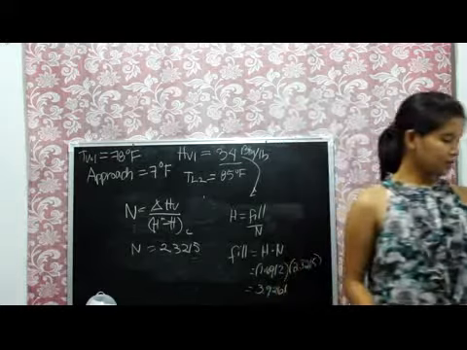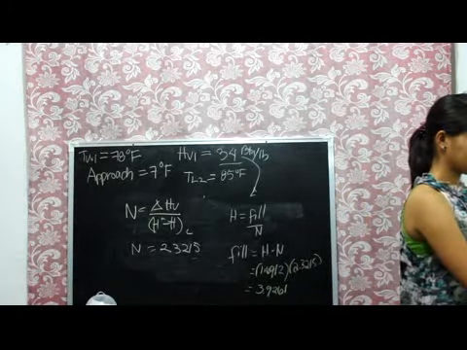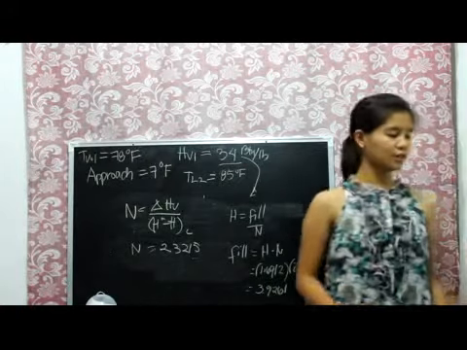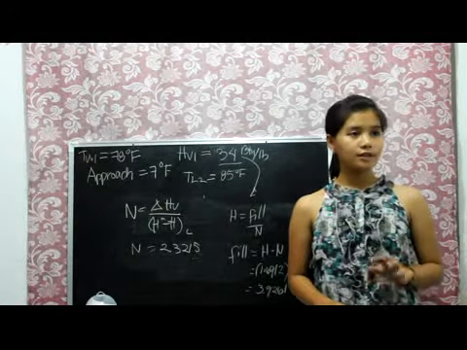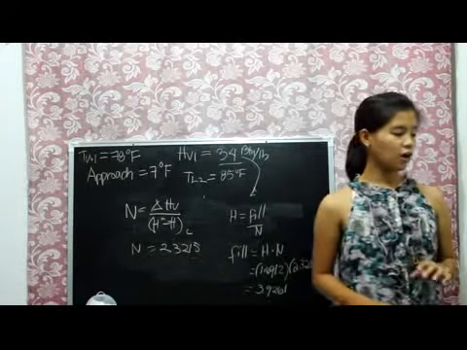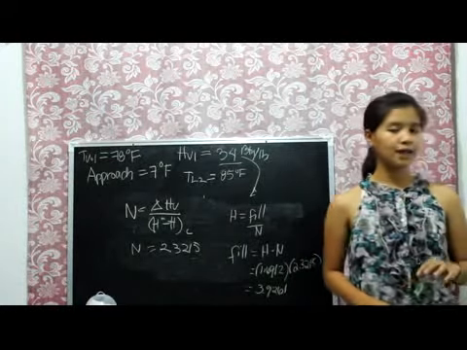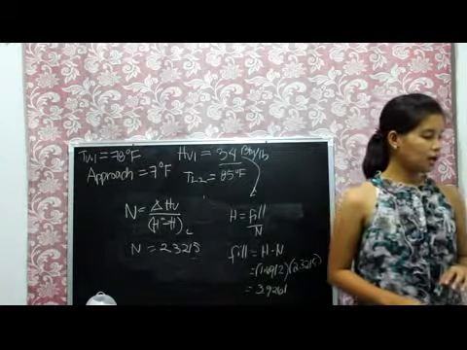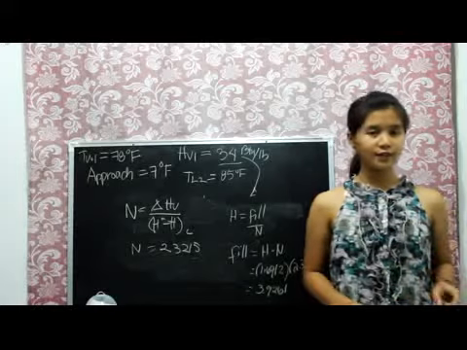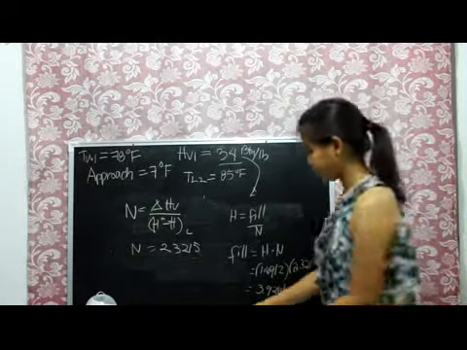Okay, so the second problem says that for the cooling tower described in sample problem number 1, predict the effect of increasing the air rate by 20% with the same liquid rate and a wet bulb temperature of 75 degrees Fahrenheit.